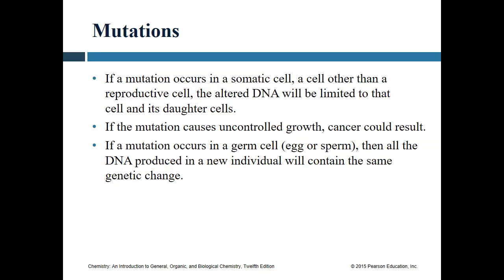Depending upon where these mutations occur, it can lead to some different kinds of things. So if the mutation occurs in a somatic cell, that is one of your body cells, not one of your reproductive cells, then the altered DNA really only impacts that individual strand and any cells that might be created off of that strand. So as that DNA replicates and makes new cells, those are the only ones that are impacted directly.